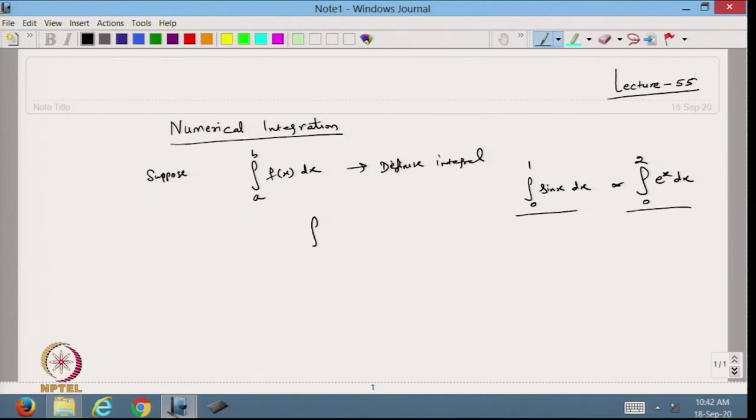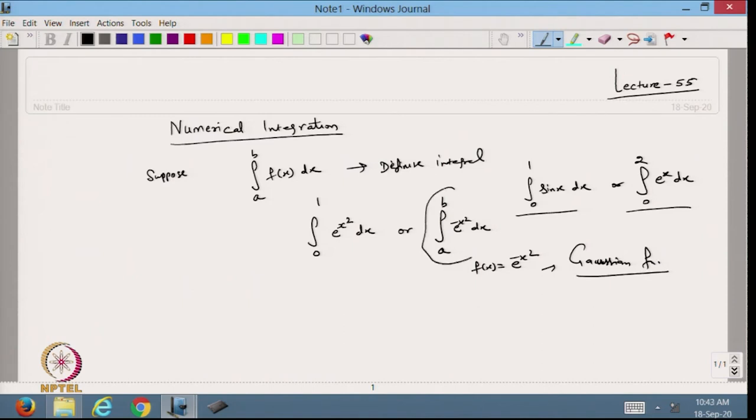For example, suppose I want to find the integral from 0 to 1 of e raised to power x square dx, or I want to find the solution from a to b of e^(-x^2) dx. In this case my function f(x) is e^(-x^2), and this is a Gaussian function. We know that this type of integral is used in the normal distribution whenever we deal with the distribution theory, and the integral value is found from the distribution tables.